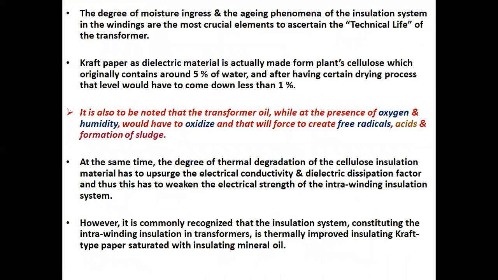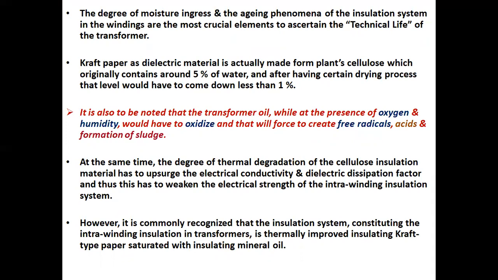The degree of moisture ingress and the aging phenomena of the insulation system in the windings are the most crucial elements to ascertain the technical life of the transformer. Kraft paper as dielectric material is made from plant cellulose, which originally contains around 5% of water, and after a drying process, that level comes down to less than 1%.